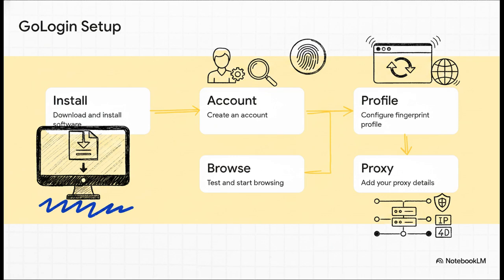Let's ground this abstract tech into reality for a second and walk through the actual setup experience. First, you have to download and install the software to your physical machine. Then you create your account, configure your fingerprint profile, add your proxy details to make sure your IP matches your new digital identity, and finally test it and start browsing.